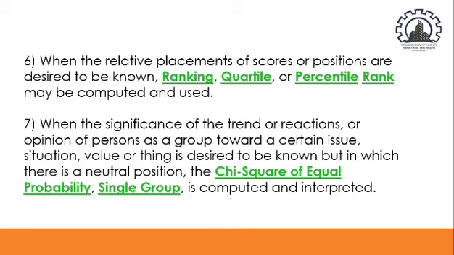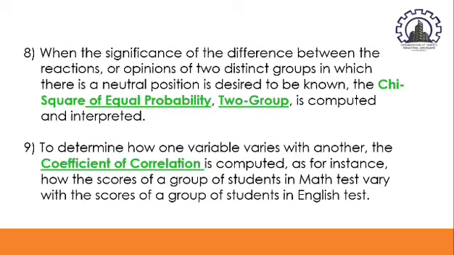And number 7, when the significance of the trend of reaction or opinion of persons as a group toward a certain issue, situation, value, or thing is desired to be known, but in which there is a neutral position, then the chi-square of equal probability single group is computed and interpreted. And for number 8, when the significance of the difference between the reactions or opinions of two distinct groups in which there is a neutral position is desired to be known, then the chi-square of equal probability two groups is computed and used.